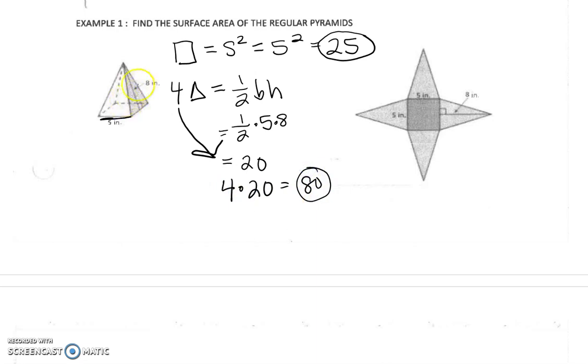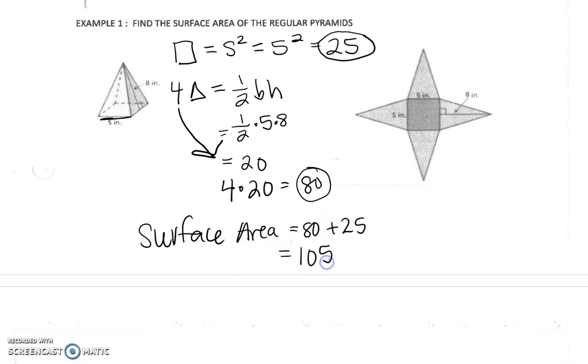So the sum of all of my triangles is 80. The sum of my base is 25. So my surface area is equal to 80 plus 25, which is 105. My unit is inches. Since I'm talking about surface area, it's going to be squared.